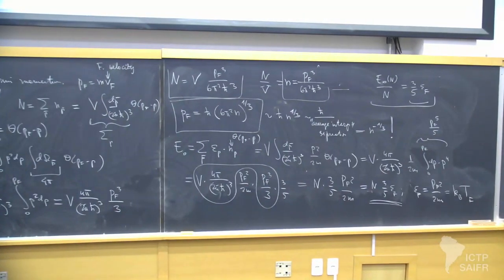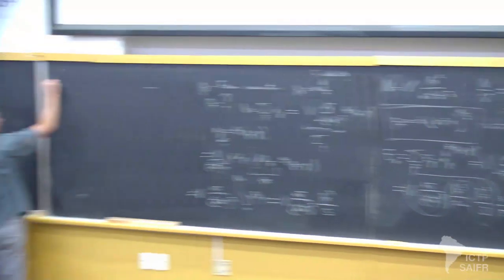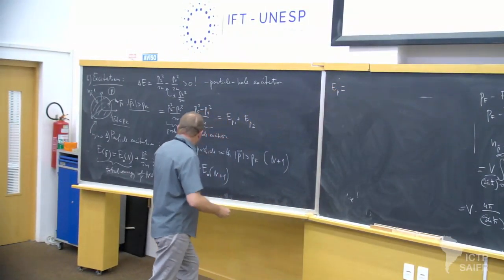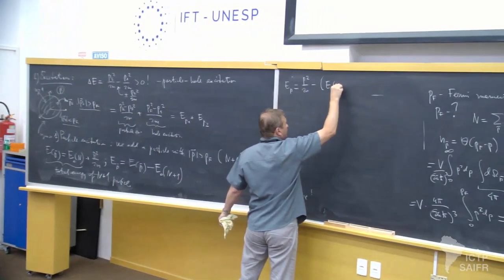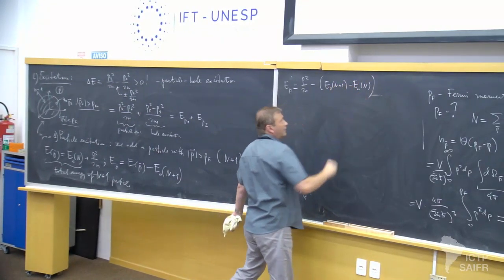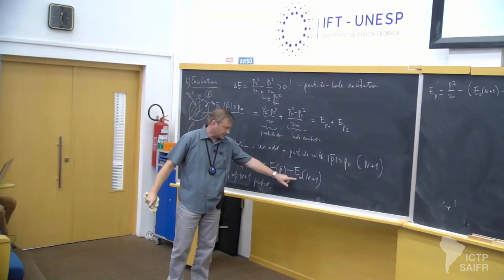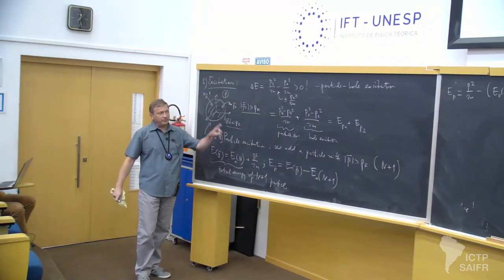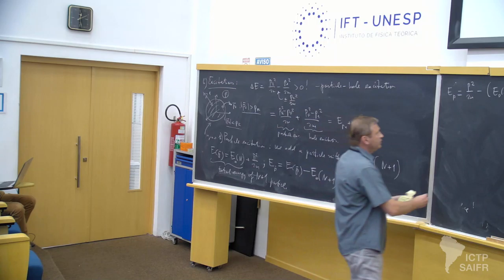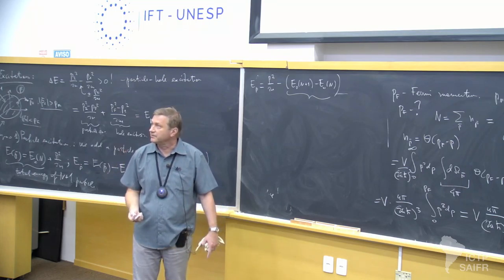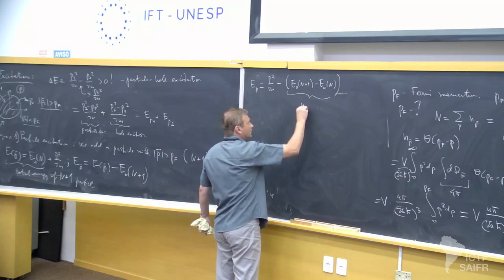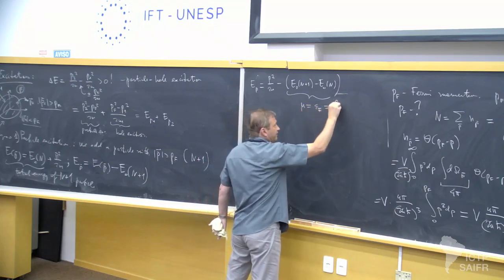Now if I rewrite it, I will have p squared over 2m minus E0 of n plus 1 minus E0 of n. I just rewrite it: that was my minus E0 of n plus 1, and E0 of n was here, so minus minus is plus, so it's all okay mathematically. But what is this bracket? It is the change of the energy of the ground state by adding one particle, that's the chemical potential mu, which in our case is epsilon Fermi, which is P Fermi squared over 2m.